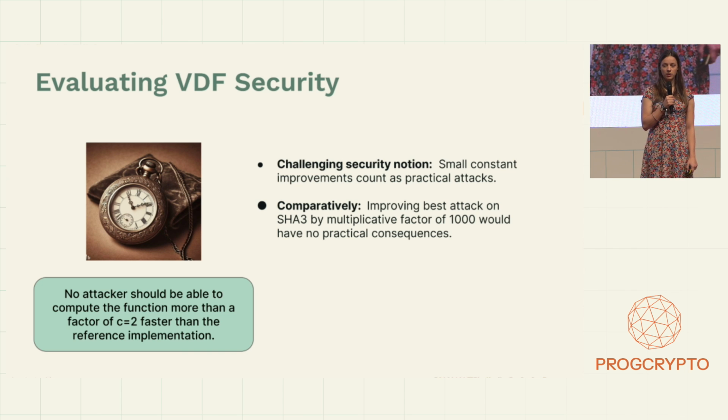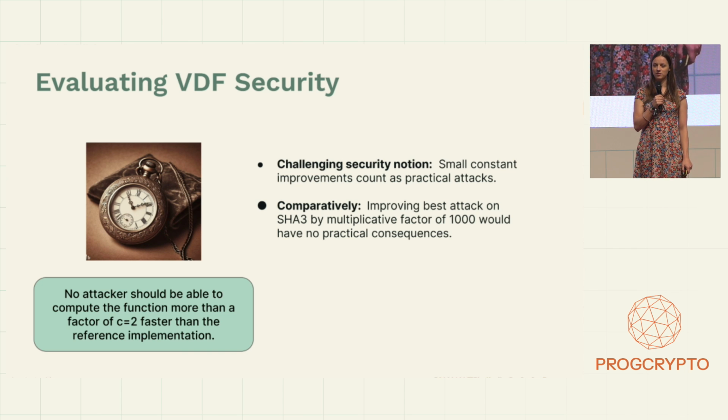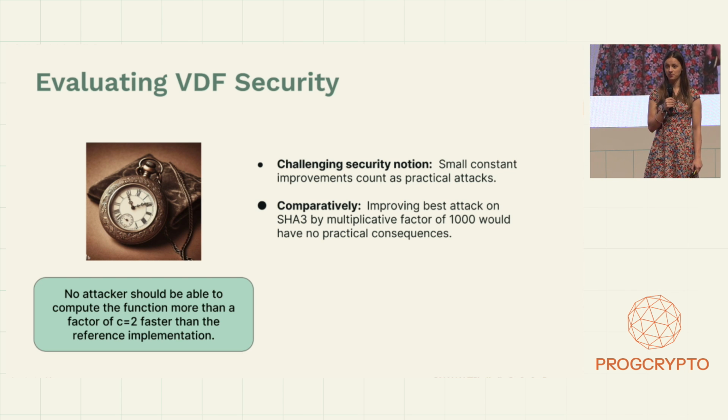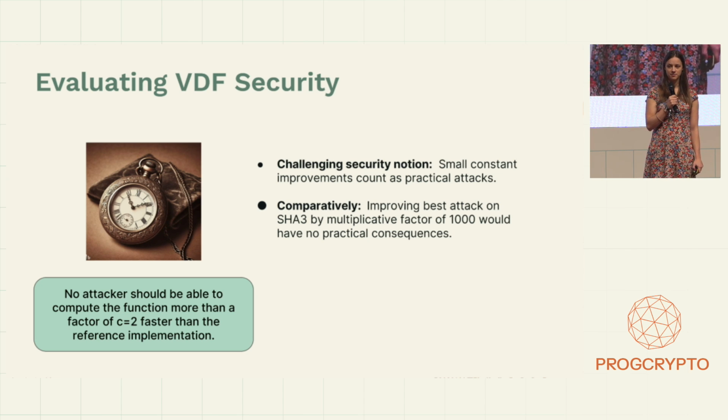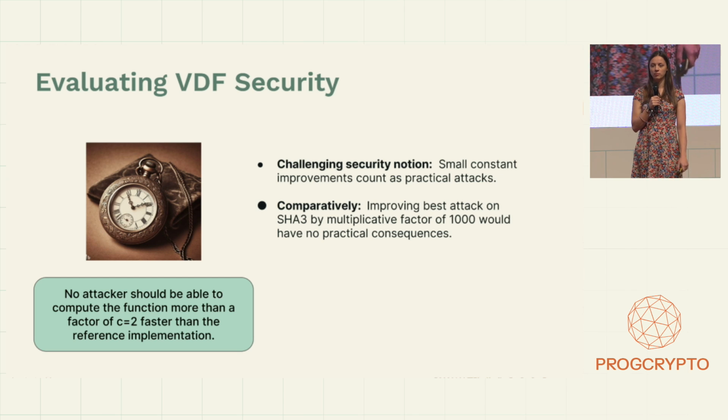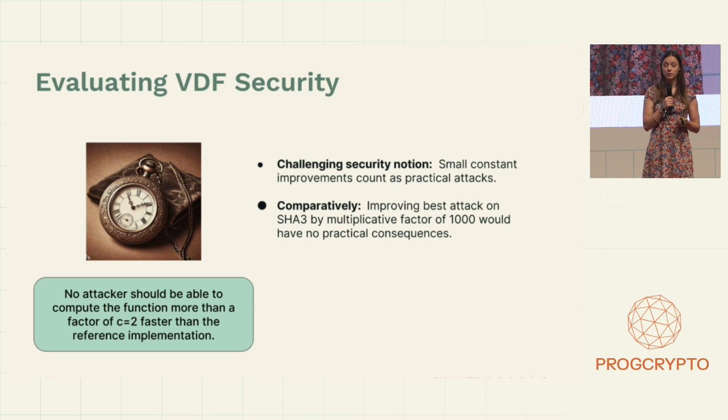The security notion that we're trying to satisfy here, no attacker can compute the function more than a factor of c equals 2 faster than the reference implementation, is a very challenging security notion. Basically because small constant improvements count as practical attacks. This is very different from other cryptographic constructions. So as a comparison, improving the best possible attack on the collision resistance of SHA-3 by a multiplicative factor of 1,000 would have no real practical consequences. You would pretty much need to have an asymptotic improvement on an attack on SHA-3 if you wanted to see an attack being run in practice.